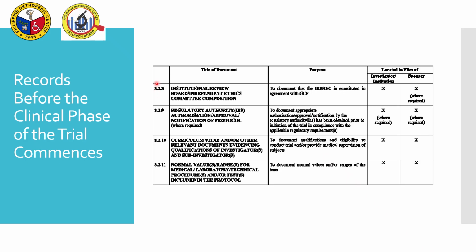For the Institutional Review Board, or IRB, or IEC, the Independent Ethics Committee composition, this document proves that the IRB or IEC is constituted in strict agreement with Good Clinical Practice, or GCP, guidelines. A copy must be maintained by the investigator or institution. The sponsor is also required to keep a copy where necessary.